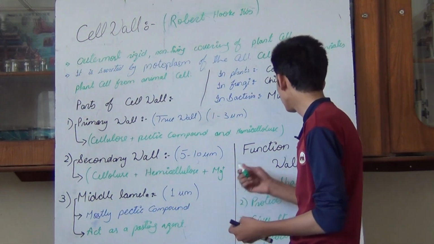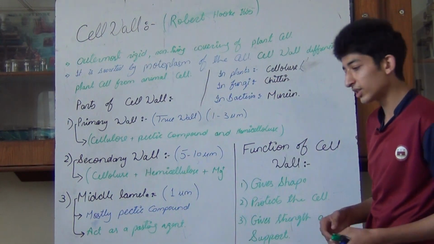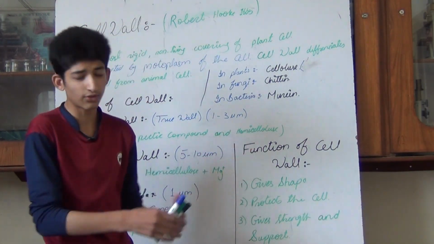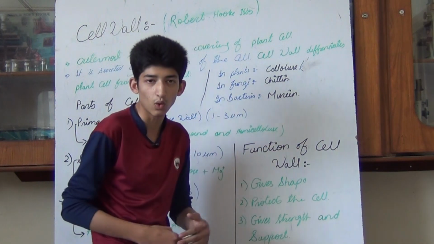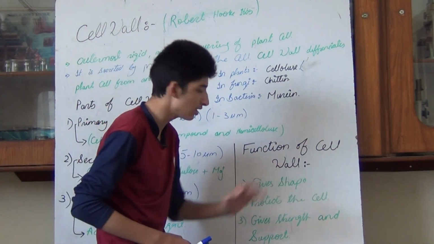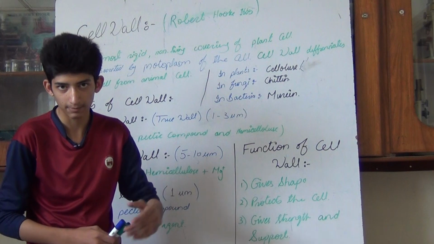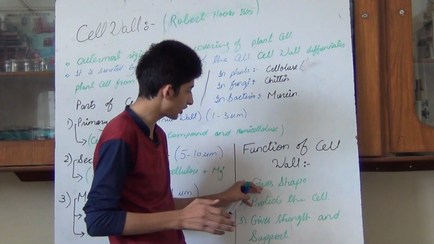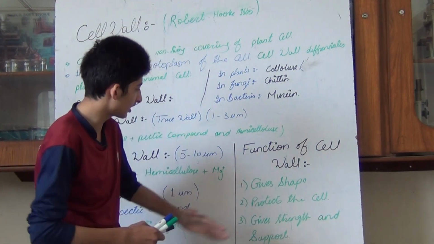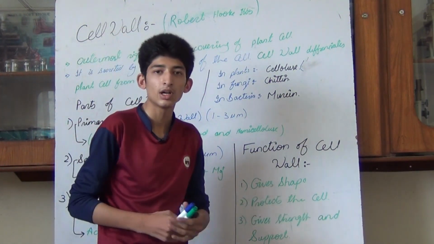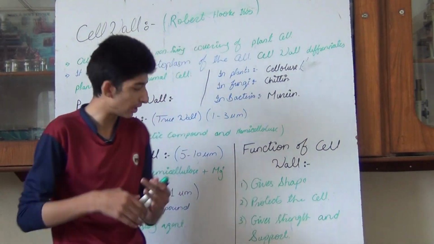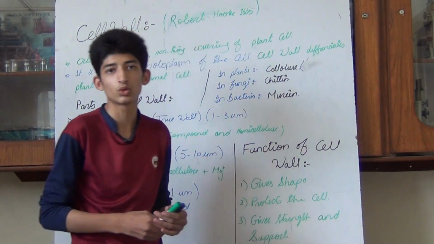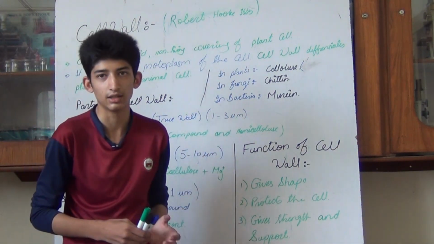Now coming towards the functions of a cell wall. As we know, the cell wall has a major function in our life too, and there are various functions performed by it. The first one is giving shape to the cell, which is an important function. The second one is protecting the cell from harmful materials. Number three, it gives strength and support to the cell.